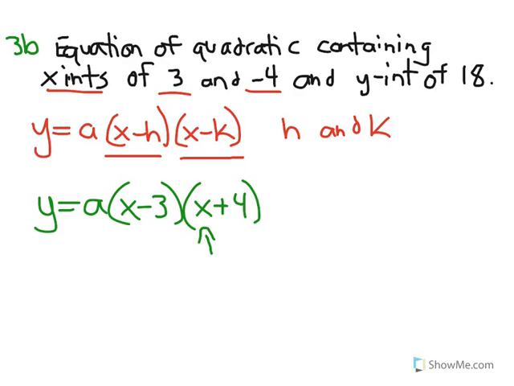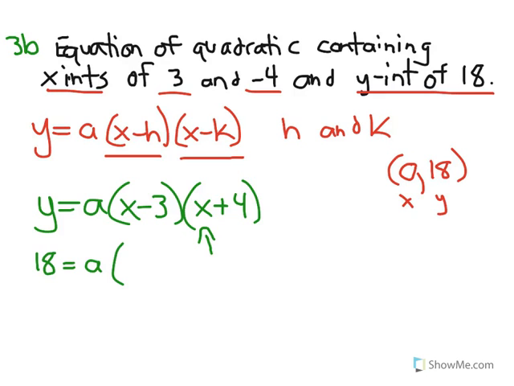So let's go back to the question. We also know we have the y-intercept of 18. Well, what's a y-intercept? That's when x is 0. So we know the point 0, 18 is on this graph. Sub that in for your x and y and solve for a. Y is 18 equals a into x, we're saying is 0 minus 3. X is 0 plus 4.